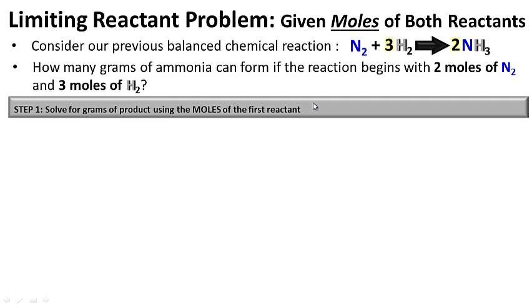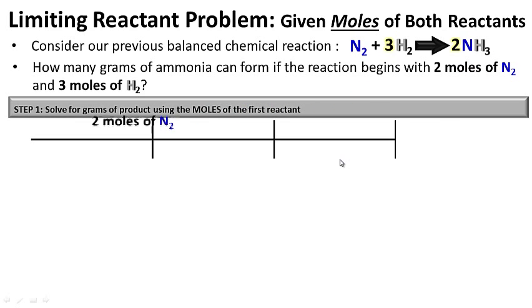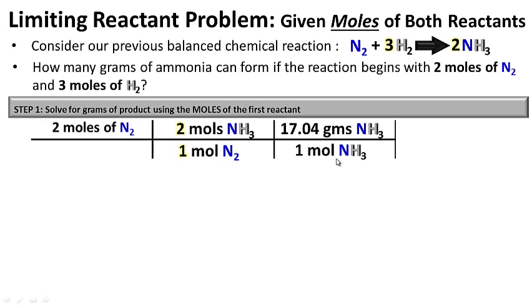So step 1, solve for grams of product using the moles of the first reactant. We have 2 moles of N2 to start with here. We know that 1 mole of N2 will produce 2 moles of NH3, and we know that 1 mole of NH3 has a molar mass of 17.04 grams of NH3. Our units cancel, and we get 68.16 grams of NH3, starting with 2 moles of N2.